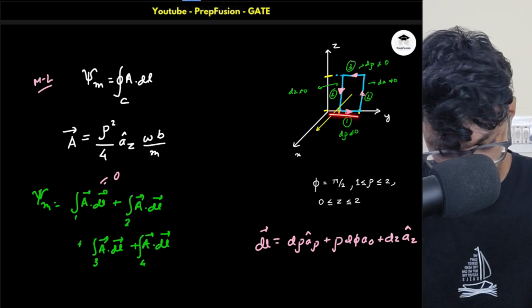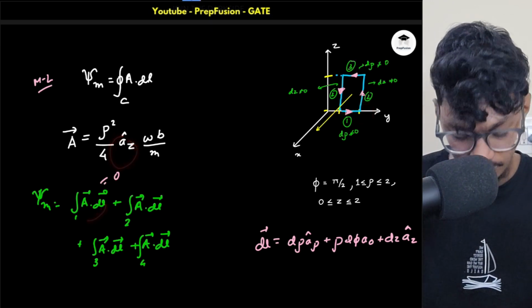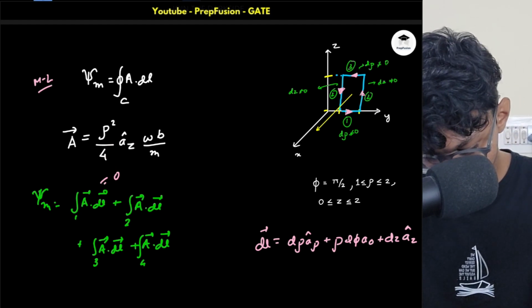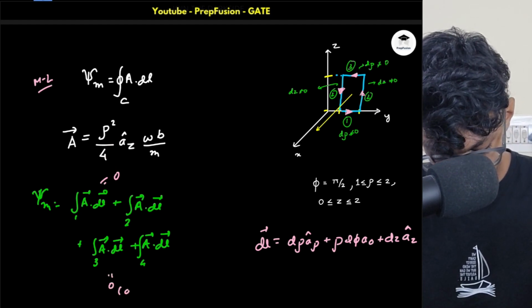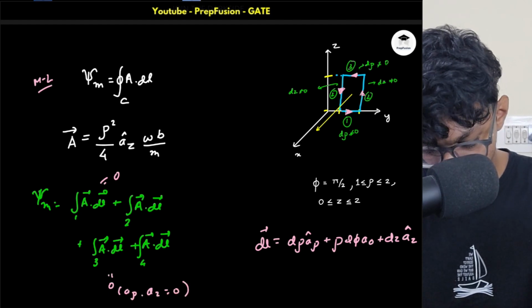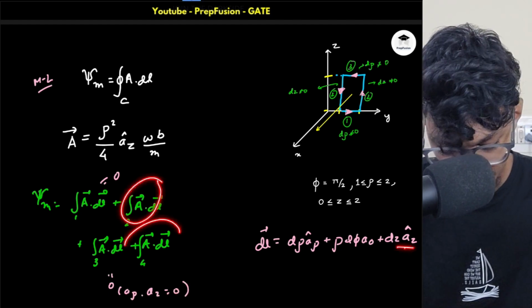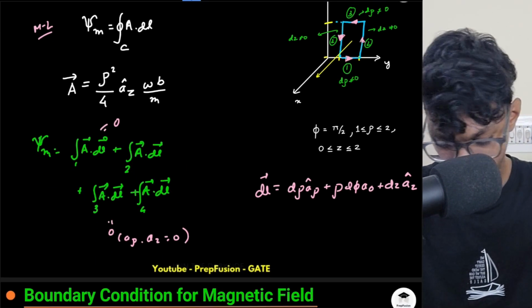Why? Because this is d rho, right? Here d rho, this is in the direction of a rho cap. a rho cap dot az cap will be simply 0, and this also will be simply 0, because a rho dot az is 0. This will be non-zero because it has az cap, and this also will be non-zero. And in both these cases, the rho value is fixed.